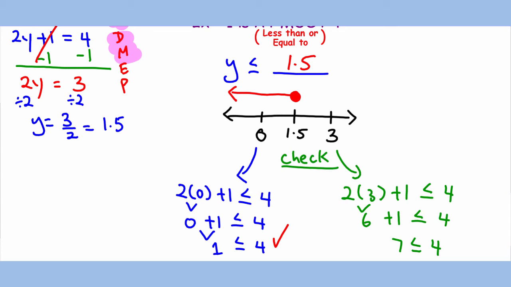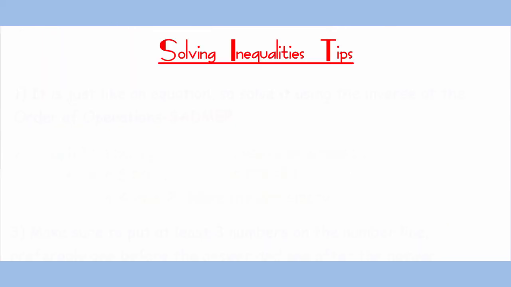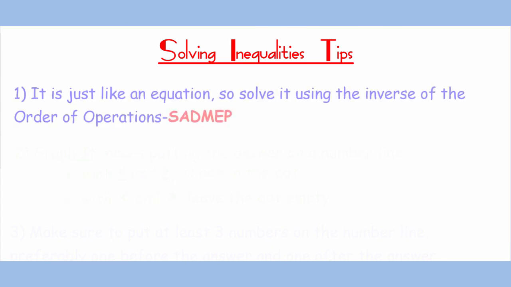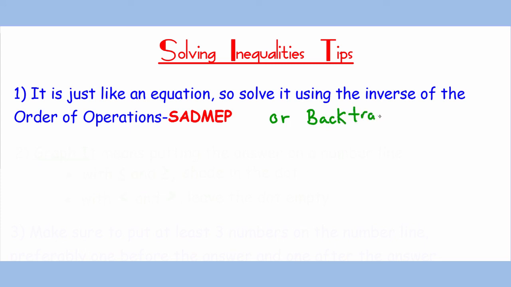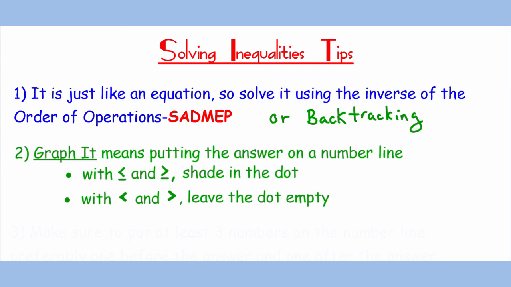The answer line needs to be pointed to the left. What are some tips to solve inequalities? 1. It is just like an equation, so solve it using the inverse of the order of operations, which is SEMDAS. Or you can also use the flow chart, which is also called backtracking. 2. Graph it means putting the answer on a number line. So whenever you see the words graph it, just put the answer on the number line. With less than or equal to and greater than or equal to, shade in the dot. With less than or greater than, leave the dot empty.